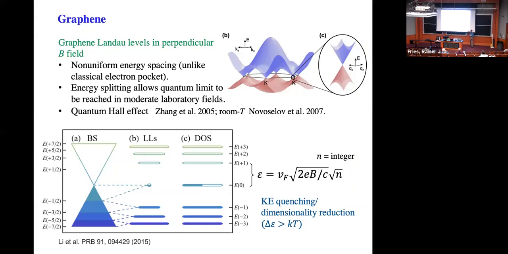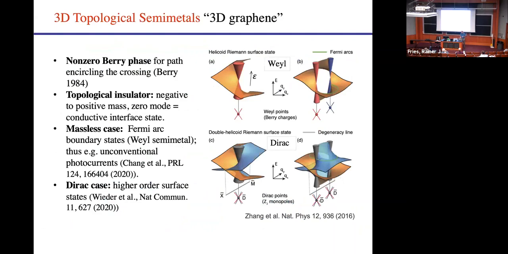And so that's a dimensionality reduction, as long as the temperature is such that the energy splitting is large. So that's our background for graphene. Topological semimetals then are 3-dimensional graphene. So in the case of a 3-dimensional system, we can still have such contact.